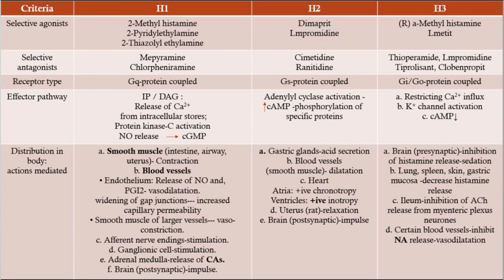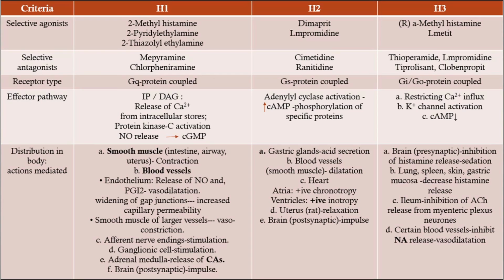Third and last one, that is H3 receptor. Examples for agonists are alpha-methylhistamine and immepip. Selective antagonists for this are thioperamide, impromidine, tiprolisant and clobenpropit. Right. So once again remember that one compound, that is impromidine, that is a selective agonist for H2 receptor while antagonist for H3 receptor. Right. Now receptor type: H3 receptor is once again GPCR but inhibitory type of G protein coupled receptor.